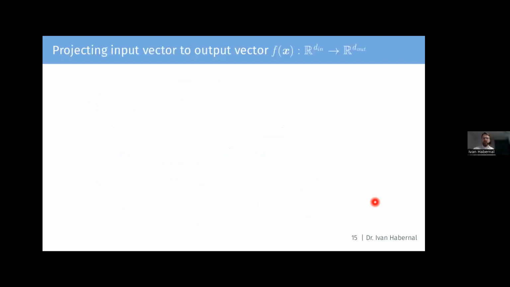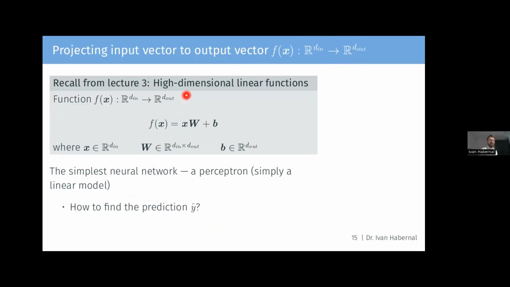Good, let's move on. What we're doing is projecting the input vector to the output vector. The dimension in was the vocabulary size, right? So one hot encoding of bag of words. And the out is the number of classes now. Recall from the last lecture, we talked about this high dimensional linear function: the projection from in to out, by multiplying by a matrix and adding some bias term. And actually, this is a simple neural network. It's a perceptron, which is simply a linear model, projecting inputs through weights and biases to a vector with the number of classes.